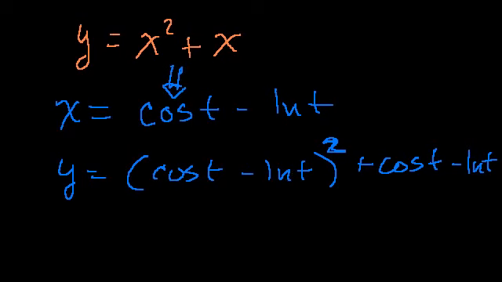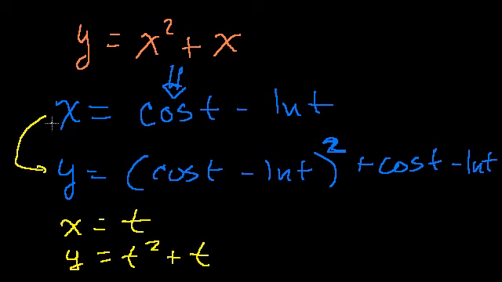I could have also just written x is equal to t. And then what would y equal? y would be equal to t squared plus t. And you might say, well, what's the difference between this parametric equation and this parametric equation? Well, they're both going to have the same shape of their paths. It's going to be something like a parabola. But the rate and the direction with which they progress on those paths will be very, very different. And it's actually a very interesting thing to think about.